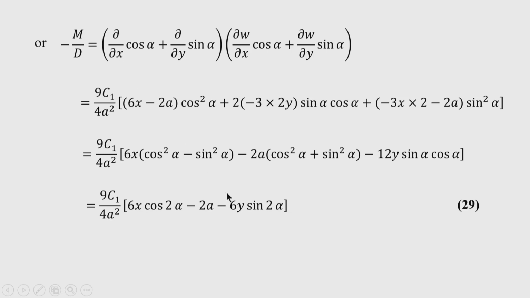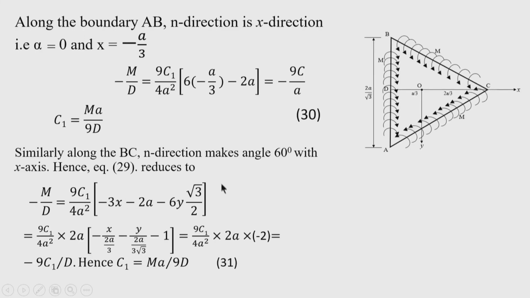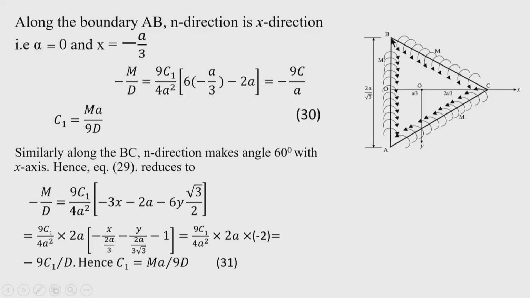Now, we can see what happens along the three sides. Along the side AB, the n direction is nothing but the x direction, is it not? So, alpha is 0, because alpha is the angle which the normal makes with the x direction. So, naturally here alpha is 0, and the x coordinate along this line is always minus a by 3.